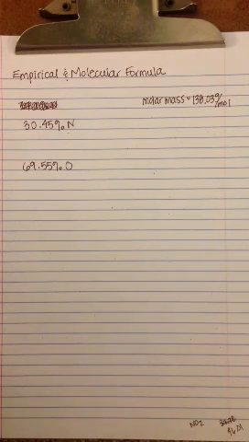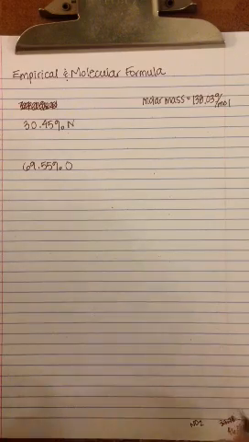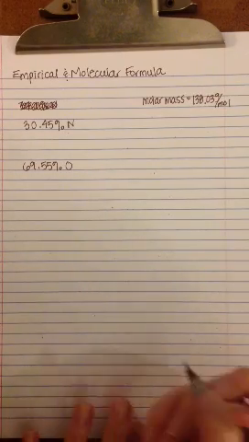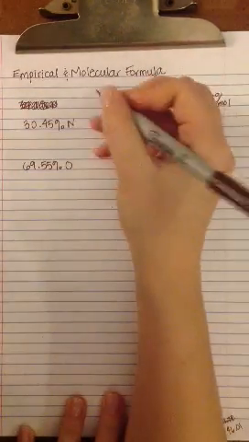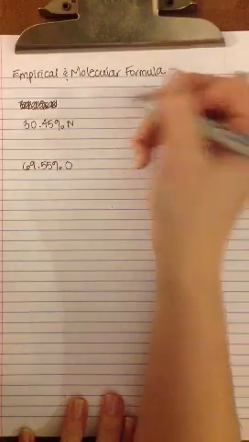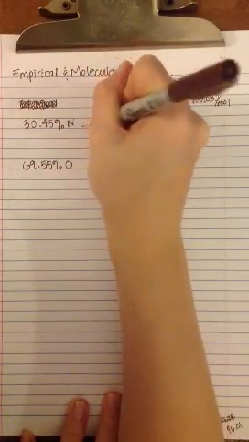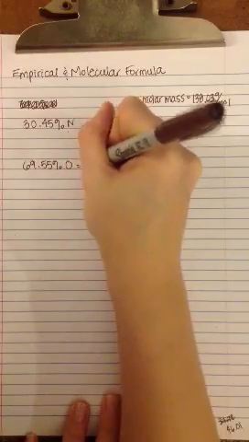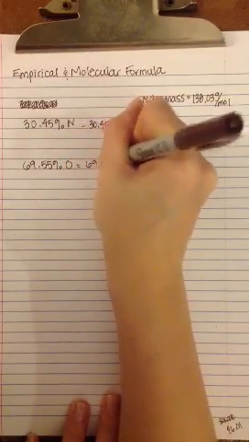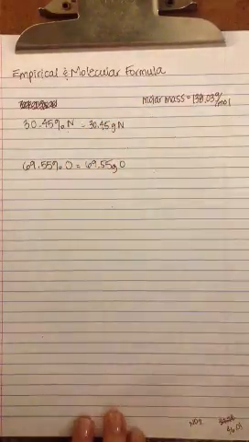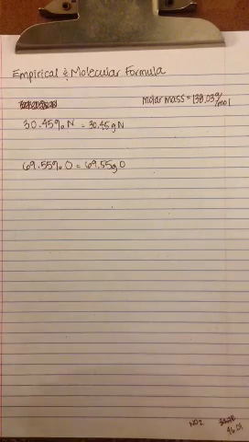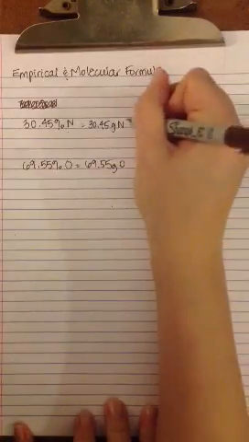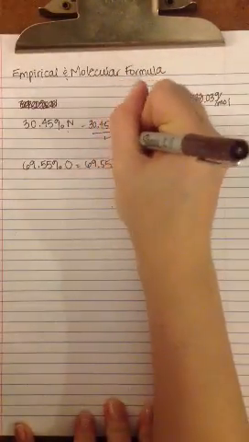The first thing I'm going to do is find the empirical formula. So my first step is to transfer the percent simply into grams. So 30.45% nitrogen equals 30.45 grams of nitrogen and 69.55 grams of oxygen. This is because if I assume I have 100 grams, 30.45% of that will be 30.45 grams. Now I t-chart both of these to find the number of moles.